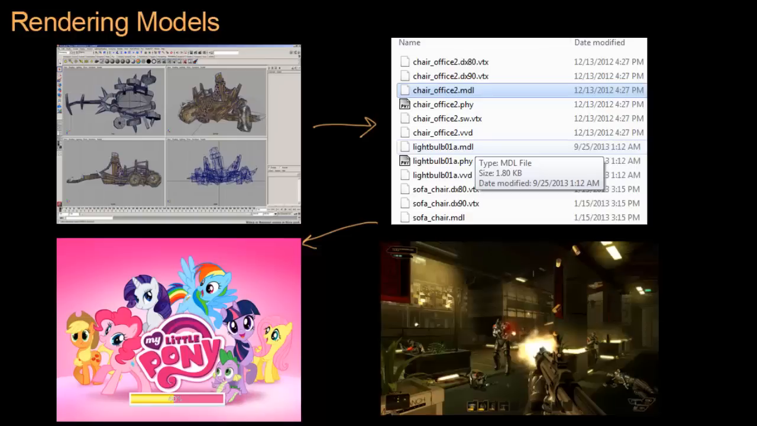And then finally, as you play, this is Deus Ex Human Revolution, which I have sitting on my hard drive ready to play as soon as I get the time. All the triangles are now rendered to the screen for your gaming pleasure. So that's the whole process.